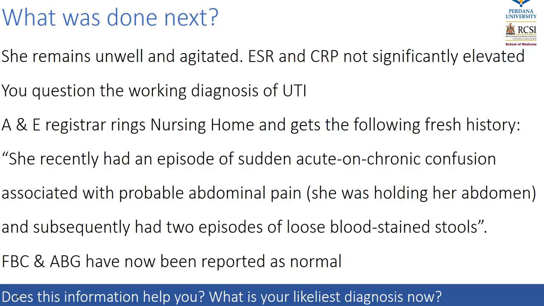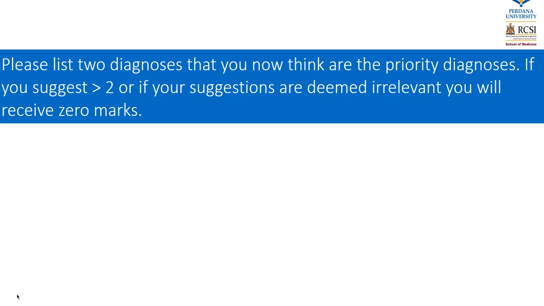Now, in the interim, other blood results have come through. The full blood count was normal, so there's no anemia, and her arterial blood gases are also normal. Does this background information and these normal results help you? What is now your likeliest diagnosis? Please now list 2 diagnoses that you would think are the priority diagnosis. If you suggest more than 2, or if your suggestions are deemed irrelevant, you'll receive 0 marks.